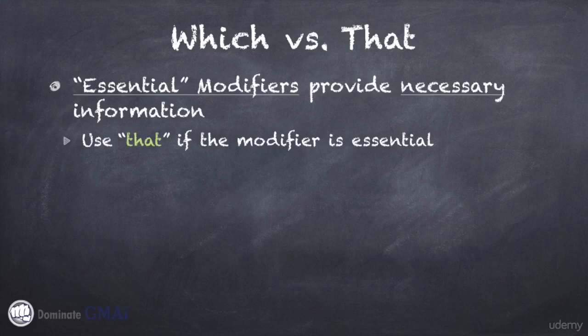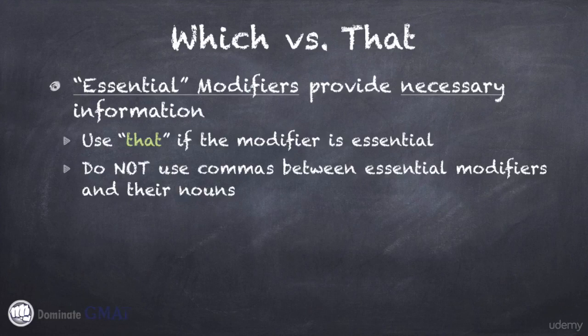Now, the major difference between which and that has to do with whether or not the modifying information that they're introducing is essential or non-essential. Essential modifiers provide necessary information, and we use the word that to provide that modifying information. In other words, that introduces modifiers that are essential to understanding the meaning of the word or noun phrase that it is modifying. You don't use commas between essential modifiers and their nouns.